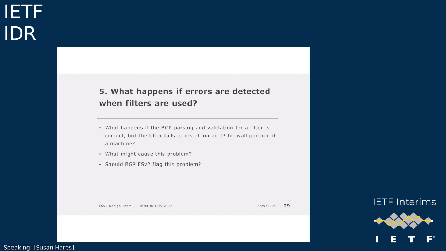What about the interaction? Should BGP flag this problem? Should we make sure to get a YANG model quickly along with this? This is all part of the whole solution rather than just the NLRIs in the box. Okay, next one, Jeff.